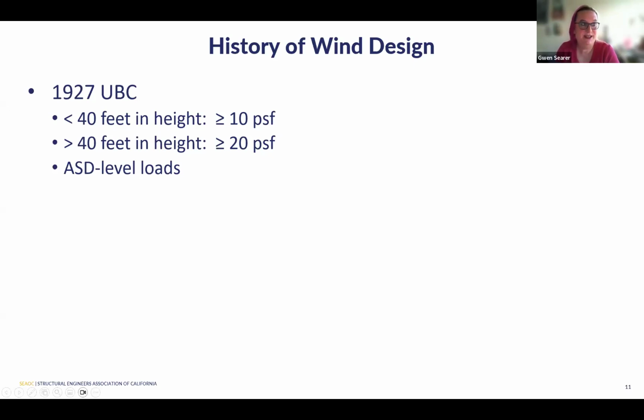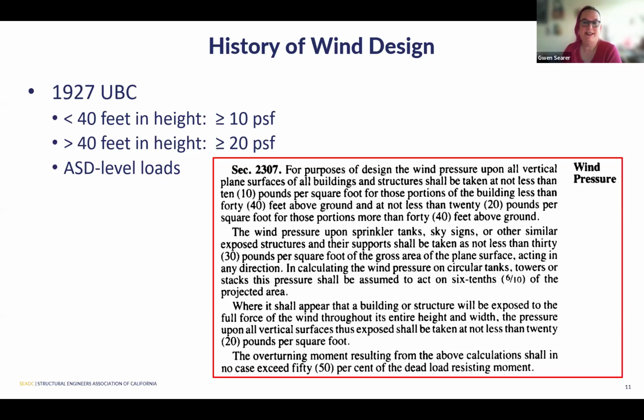Okay. First wind design in California was the 1927 UBC, at least for the whole state. And it was pretty simple. The portions of your building that were 40 feet or less get 10 PSF, and the portions that are higher than 40 get 20. And these are all allowable stress design levels. And this is the entirety of the wind design provisions. Those of you who do a lot of design these days know that it's chapters of the code now. This was just 4 paragraphs. Very simple. Probably not a lot of people made errors in figuring out what the loads are on their building.